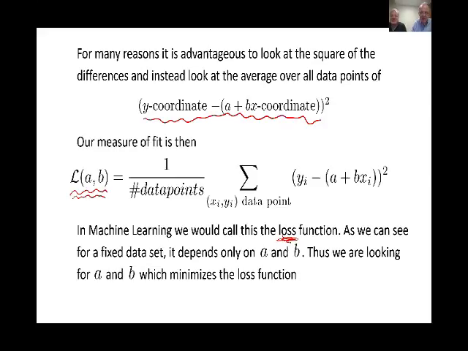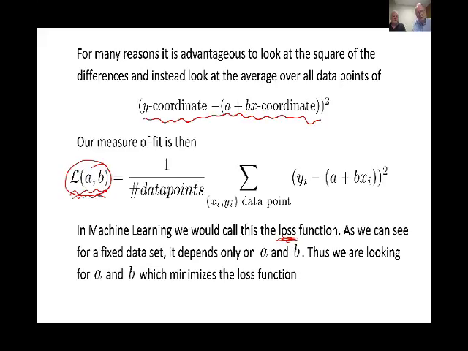This is what we would call the loss function. And so what's the idea here? The idea is that we want to find A and B. We want to find a line, A and B, that minimizes this number here. So you want to find A and B so that this number here is as small as possible. It can't be 0 because there is no line that goes through all of them.